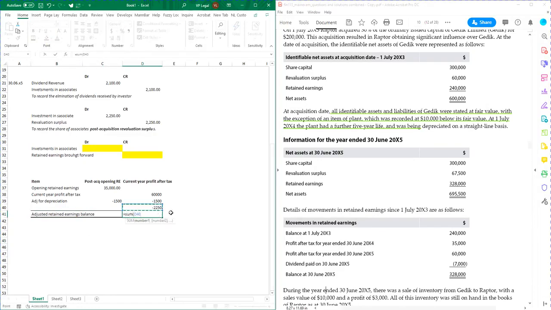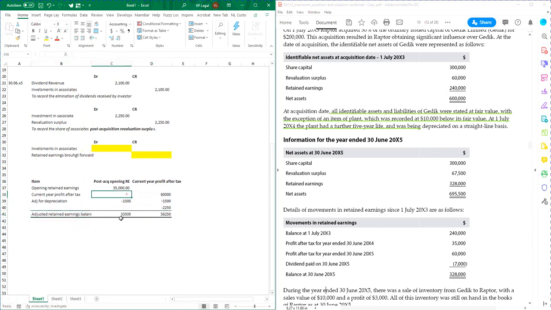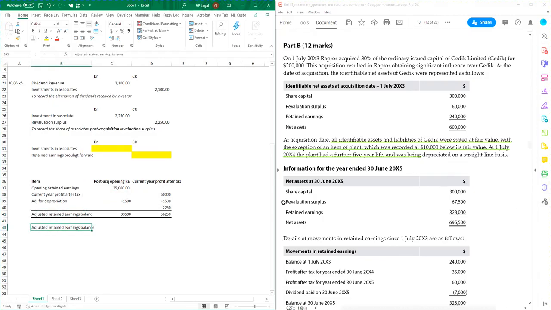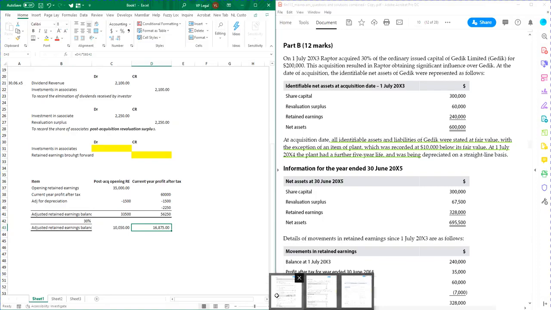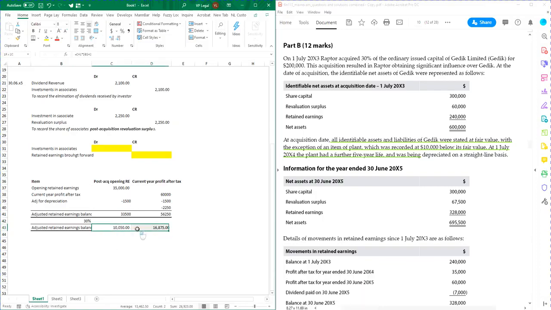So we're going to sum up these two. Okay, and then of course, this is at 100% of the business, remember? So we actually need to only calculate the investor, so Raptor's component of this. So we just want to times this by the ownership percentage, 30%. So times that by that. Okay, cool. So now we've got two things.